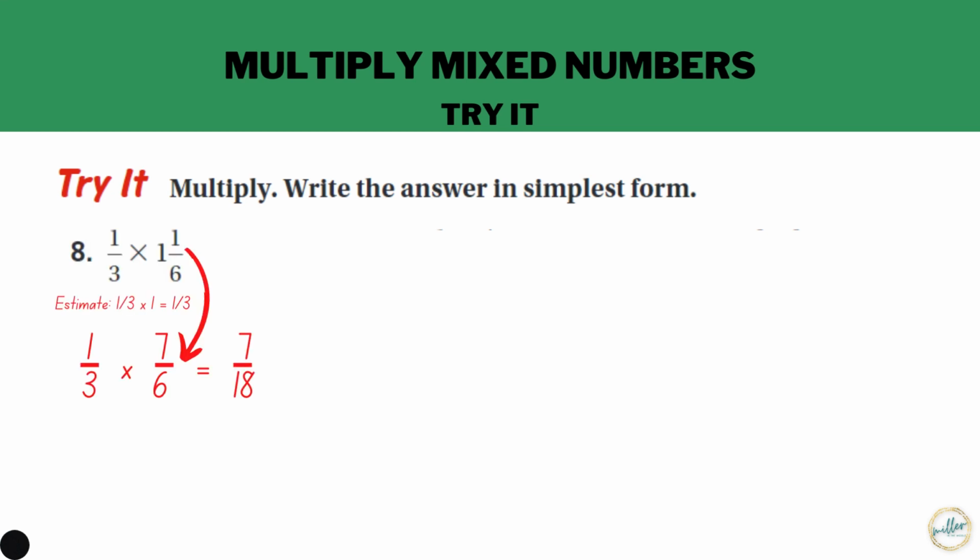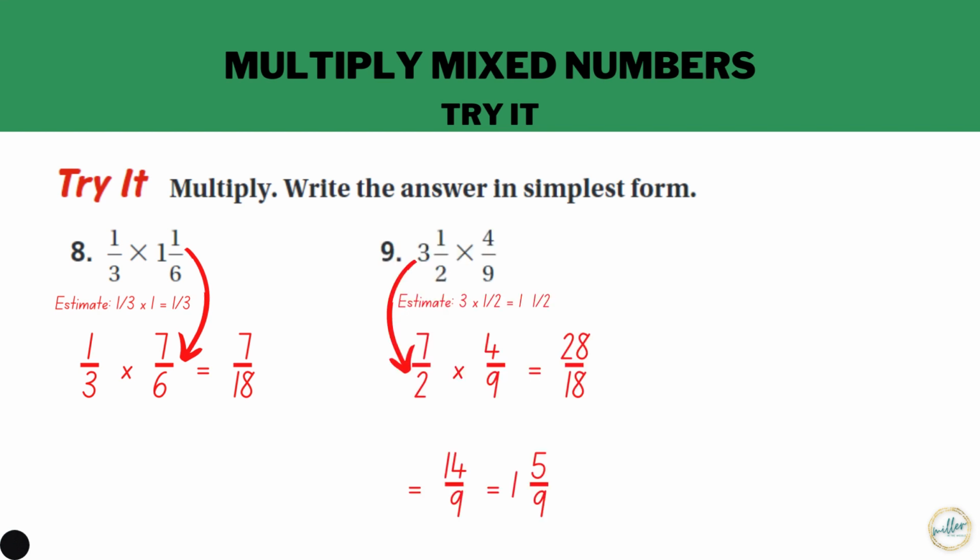Number 8. First, I estimated 1/3. I kept it the same. And then 1 1/6. I said that's about 1. So 1/3 times 1 gives us 1/3. Now, when we start multiplying, we need to first change 1 1/6 to 7/6. Multiply straight across the numerators, or the top. 1 times 7 is 7, and 3 times 6 is 18. That gives us 7/18, and that cannot be simplified because 7 and 18 don't have any common factor other than 1.